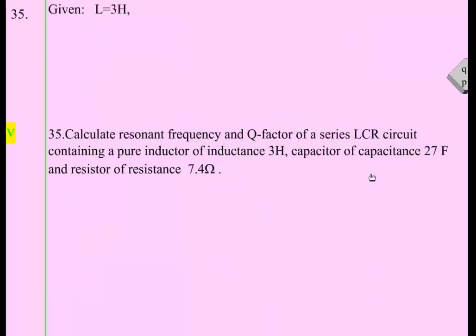So here, in a series LCR circuit containing a pure inductor of inductance 3 henry, capacitance 27 microfarad, which is nothing but 27 into 10 to the power of minus 6 farad, and a resistor of resistance 7.4 ohm, R is equal to 7.4 ohm. Here we have to calculate the resonant frequency f_R and the Q factor Q.